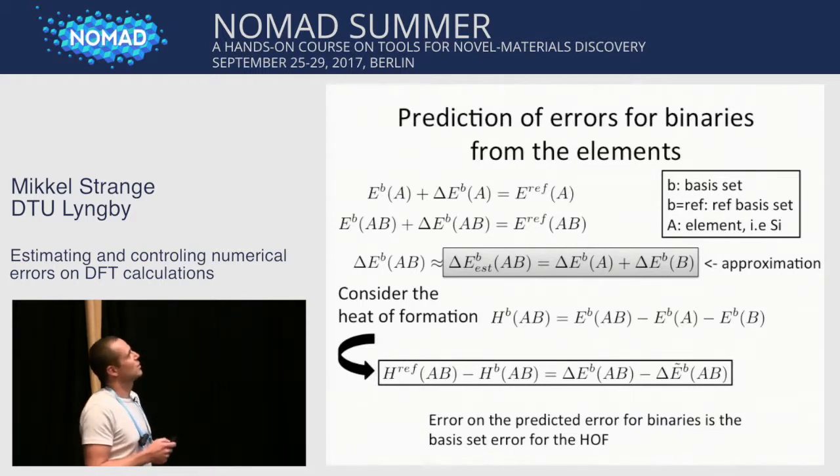So the first two equations here are just definitions, basically. This is the energy of an atom A with some basis set small b, and that should be equal to our reference energy, to which we add some corrections. So this is the error, essentially. We can write exactly the same expression here for, let's say, a binary.